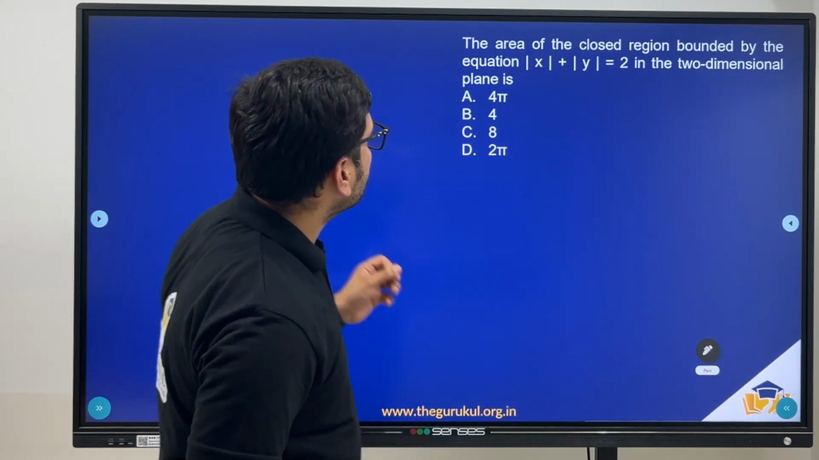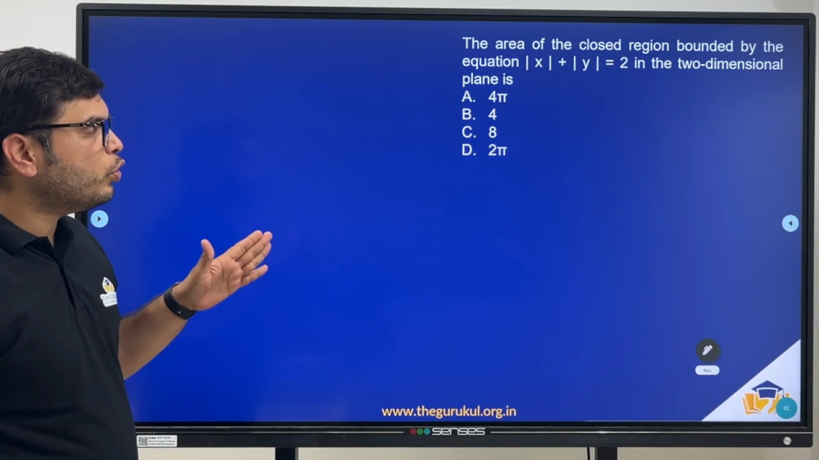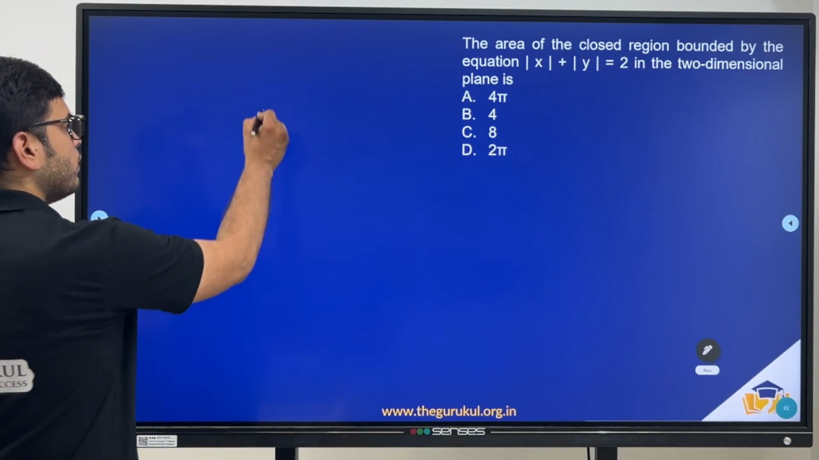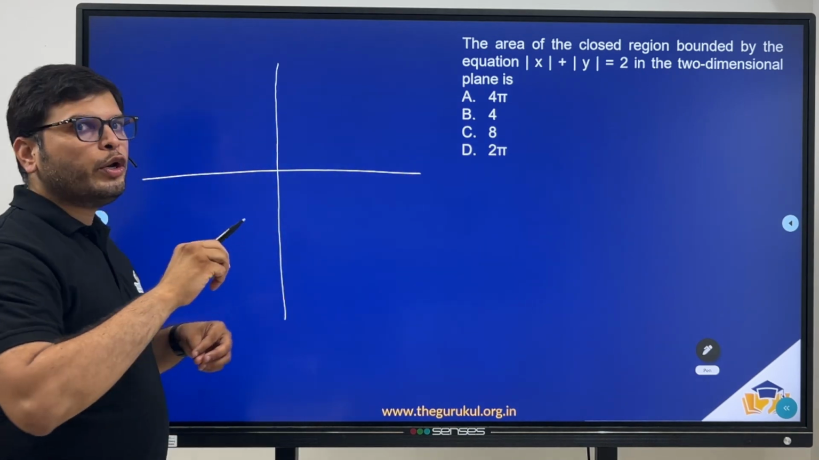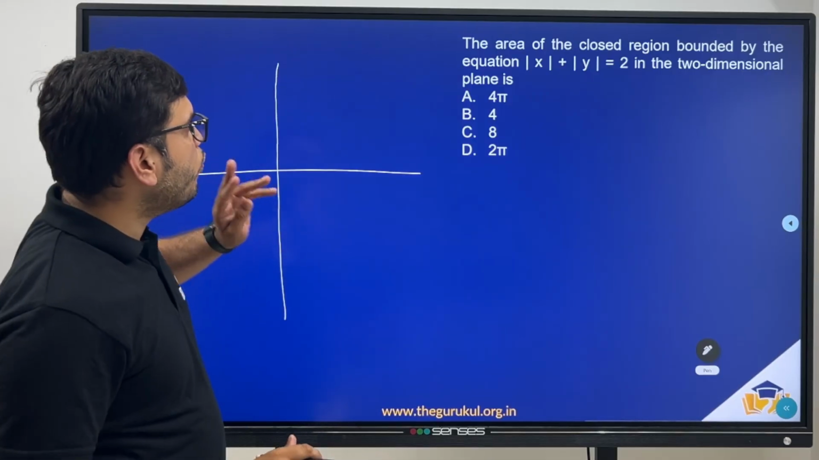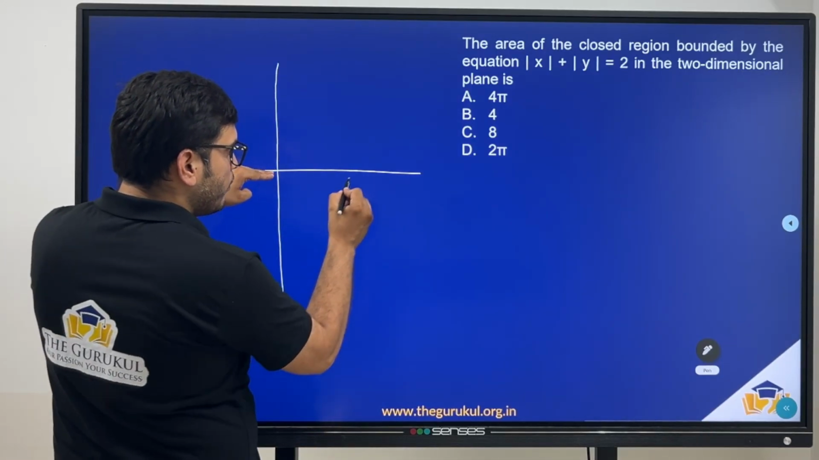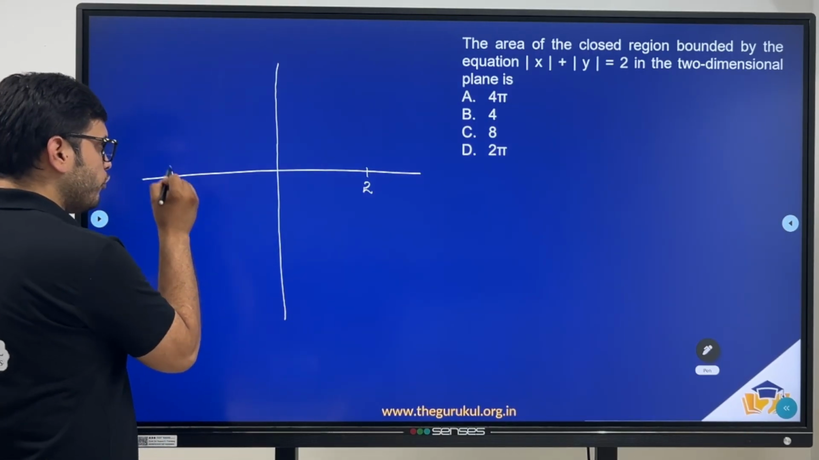Now coming to the fourth question, the area of the closed region bounded by the equation mod x plus mod y is equal to 2 in the two-dimensional plane is. Now, if we have mod x plus mod y is equal to 2, all you need to do is plot those respective values for x and y, right? Now when y is equal to 0, x can be either 2 or minus 2.